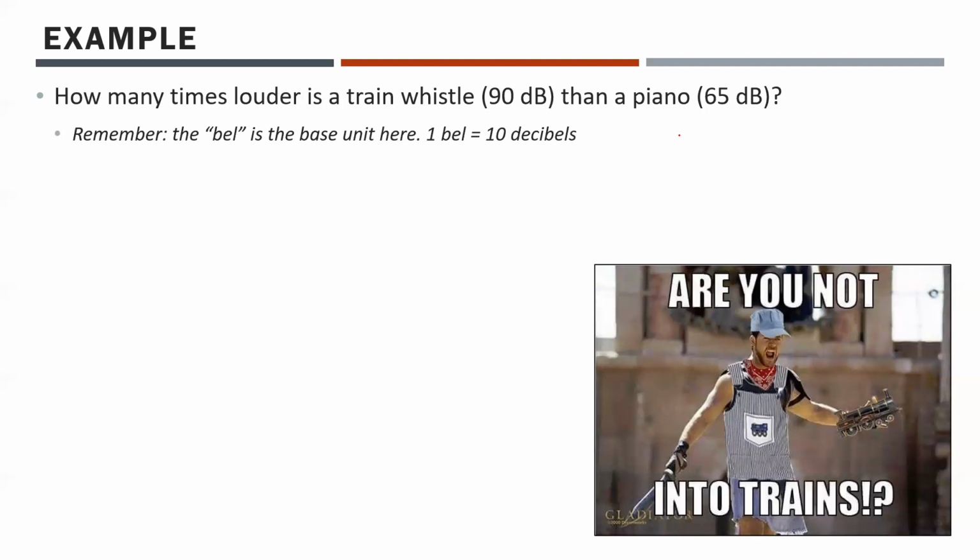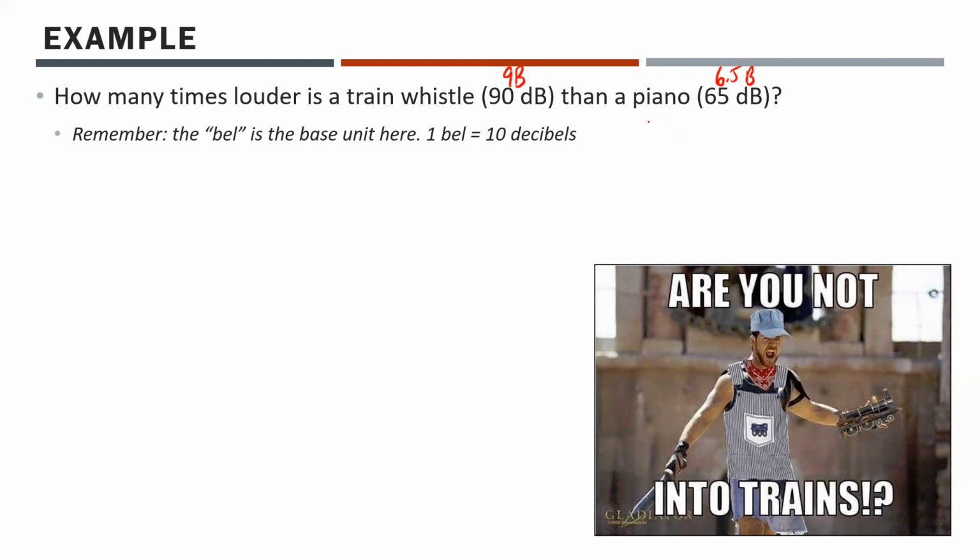And just remember, the bel is the base unit here. One bel is 10 decibels. So anytime I see decibels, I'm going to change this into bels right away. 90 decibels is 9 bels. 65 decibels would be 6.5 bels, right? Decibels are better for communicating. That's just what we use. But bels are the actual real unit, and that's what we need to use here.